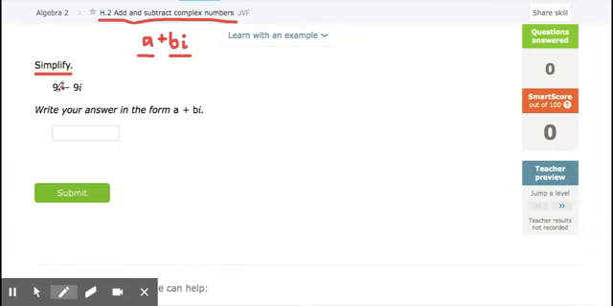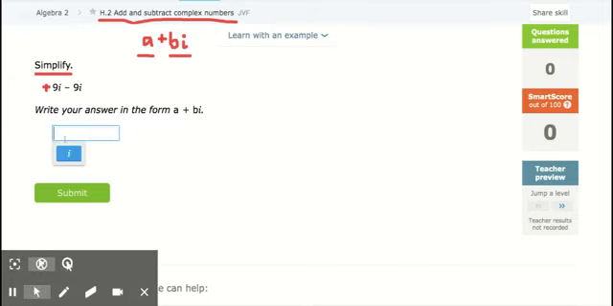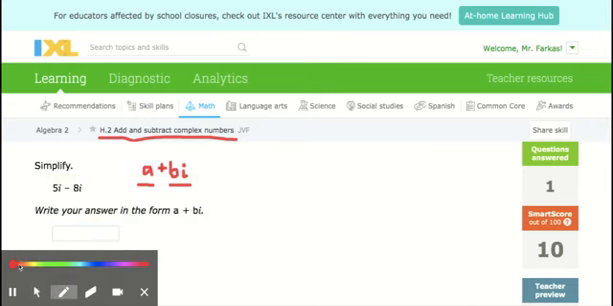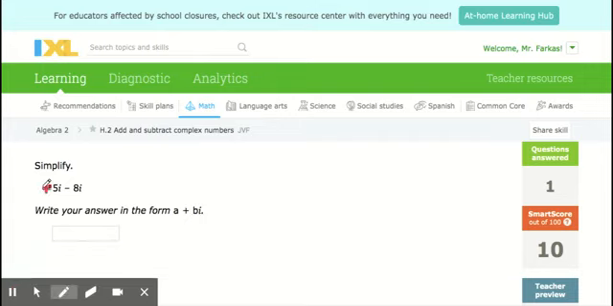Let's see, 9i is like a positive 9i. So positive 9i, take away 9i. Well, since these are opposites, that's just going to be equal to 0. All right, here we have a positive 5i, because there's no sign in front of it. Take away 8i. So this would be positive minus 8. The bigger sign is negative, so that would be negative 3i.